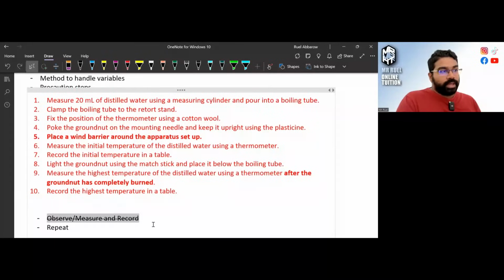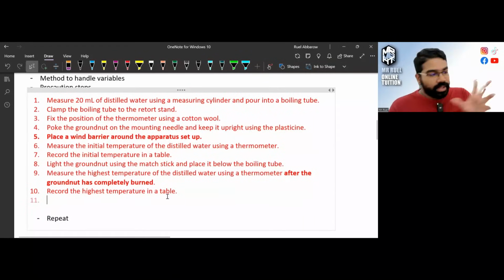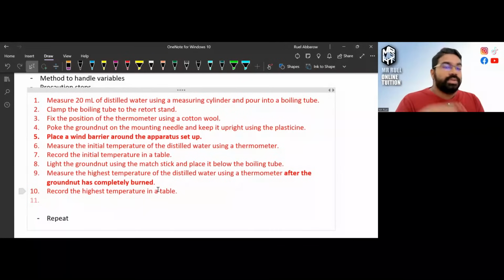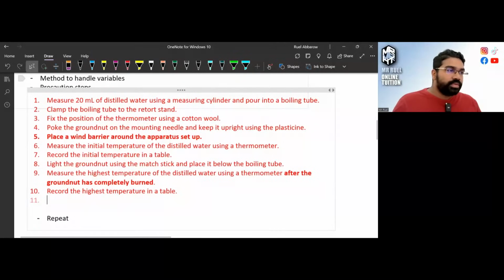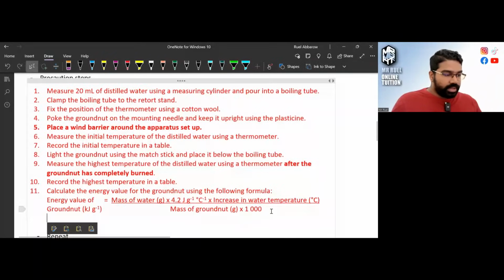So what do we do next? Repeat. Now, before we repeat, there's a special step here because we want to find energy value. But energy value we cannot observe. Energy value we have to calculate, isn't it? So after you finish taking all your readings, your next step is to calculate. You write in your procedure, calculate the energy value using this formula.